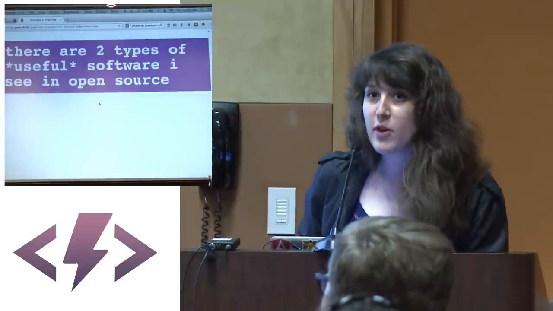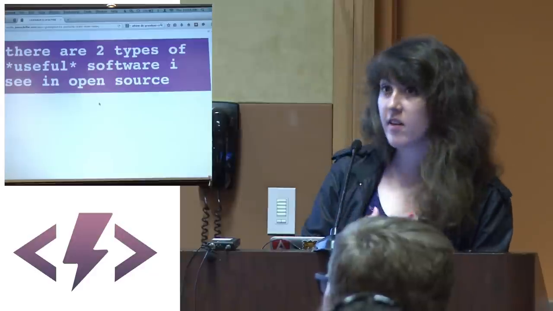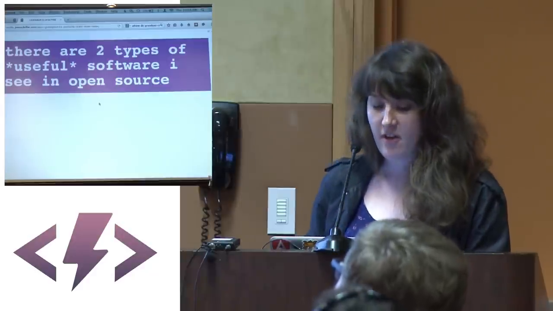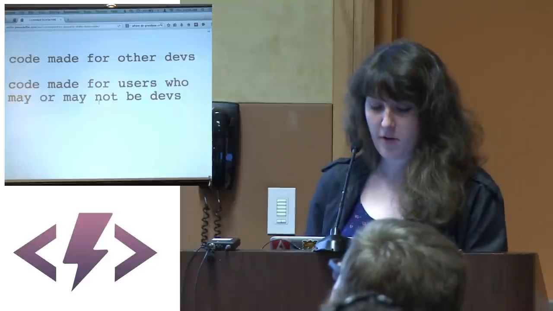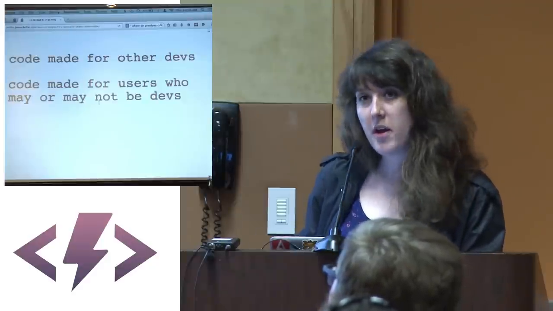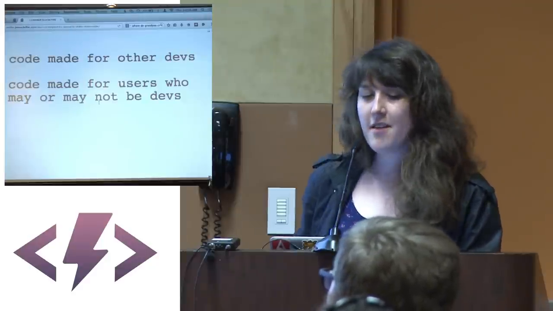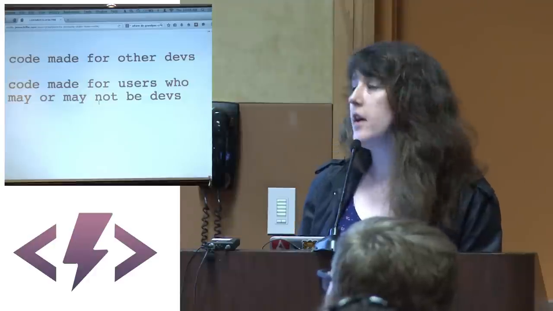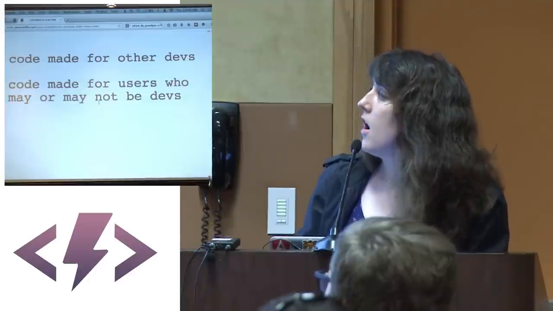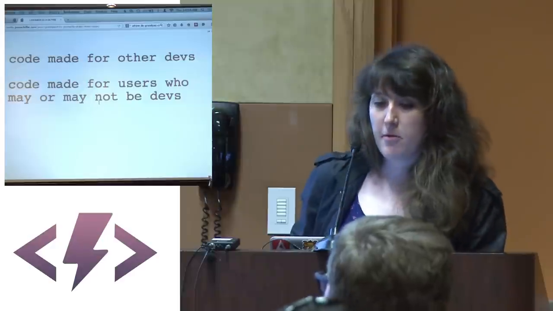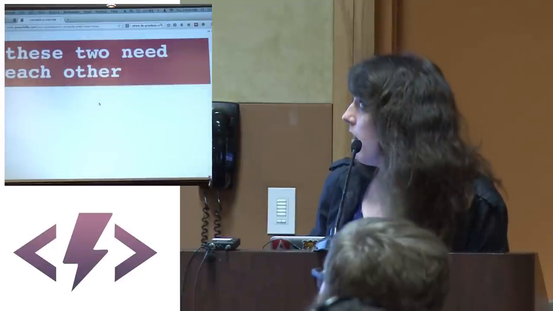There are two types of useful software that I see in open source: code made for other developers, and code made for users who may or may not be developers. And then the rest of the stuff is just people parking repo names or ridiculous diatribes for Gamergate, all that stuff, those don't count.